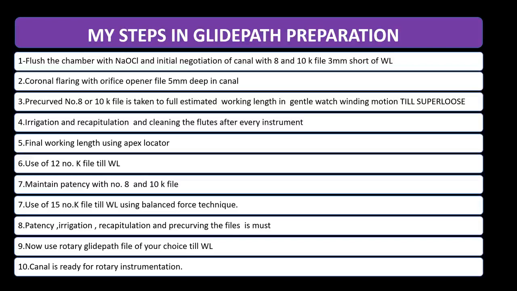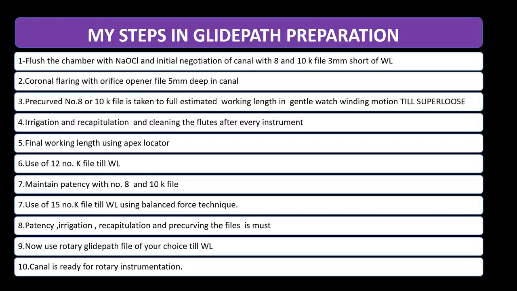And before concluding, let's sum up my steps in the glide path preparation. Flush the chamber with sodium hypochlorite and initial negotiation of the canal with 8 and 10K file 3 mm short of the working length. Coronal flaring with orifice opener file 5 mm deep in the canal. Pre-curved number 8 and number 10K file is taken to full estimated working length in a gentle watch winding motion till it becomes super loose.